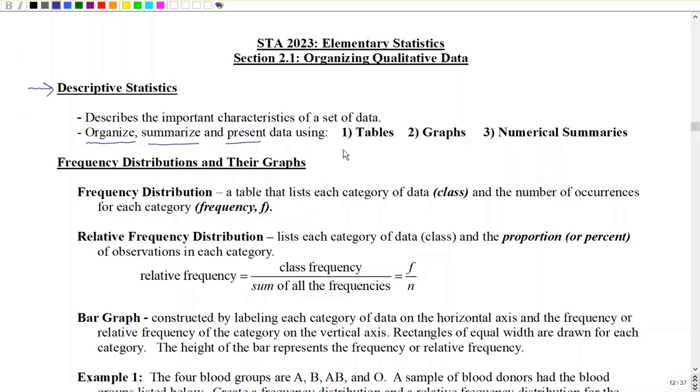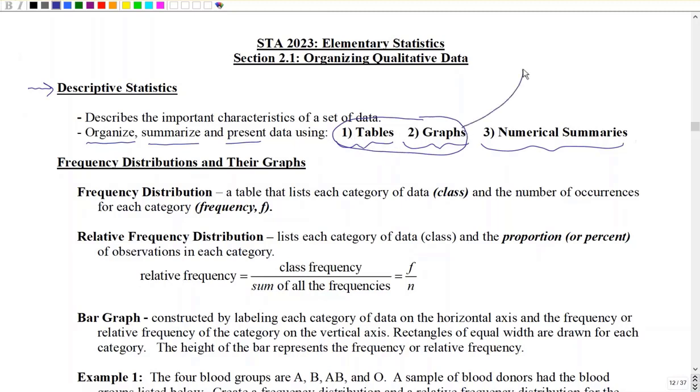We often organize our data using some sort of tables. We draw some pictures, come up with some sort of graphs, and then we calculate some sort of numerical summaries such as averages or percentages. But we're going to begin with organizing and presenting this data using tables and graphs.